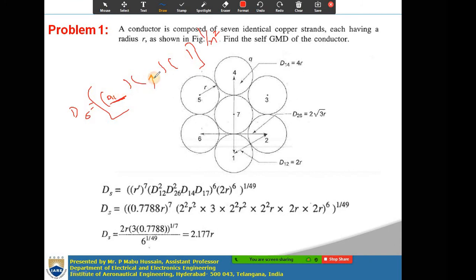When you consider 2, you get another set of product terms. All the distances you can observe from this diagram. If you simply substitute them, finally you will get the value, which is 2.177 r.